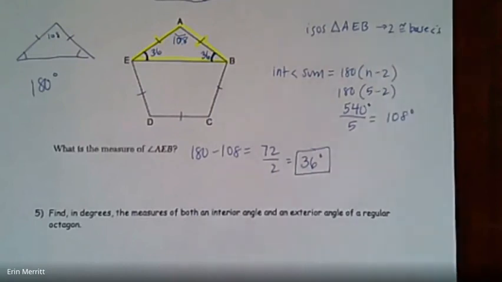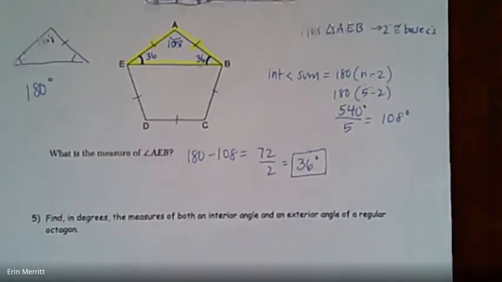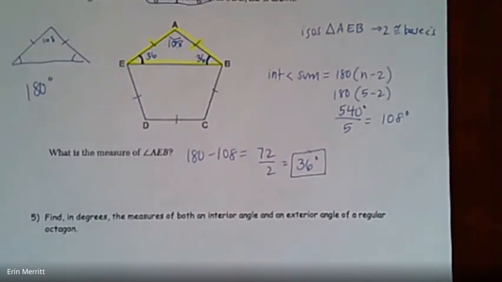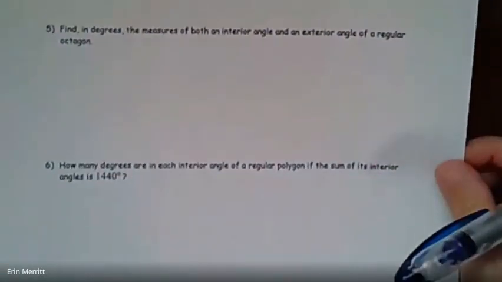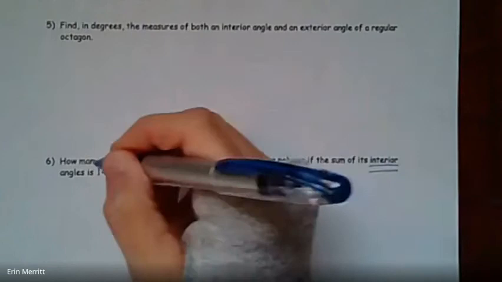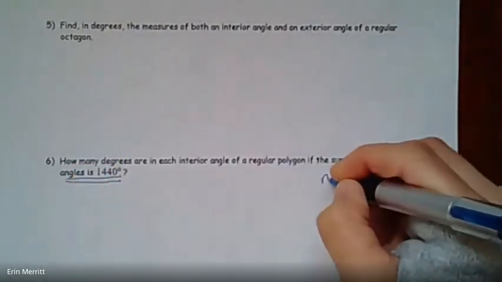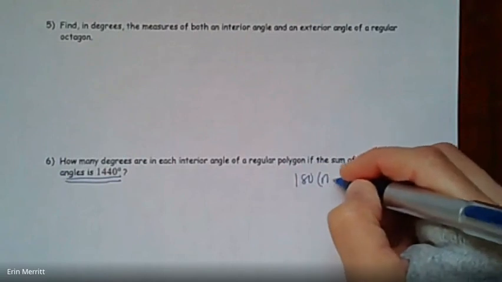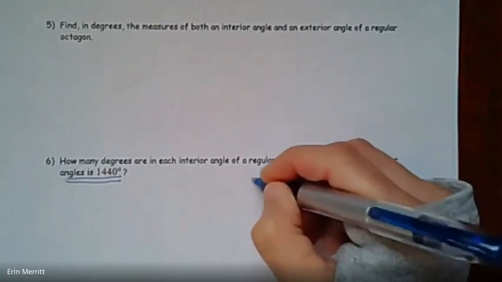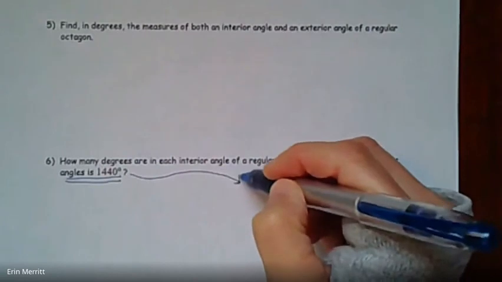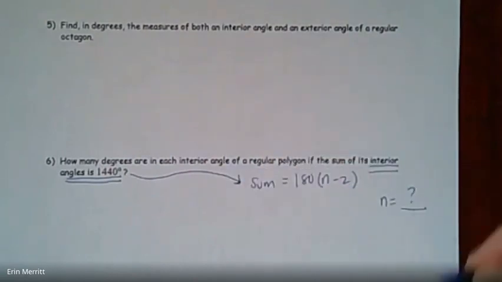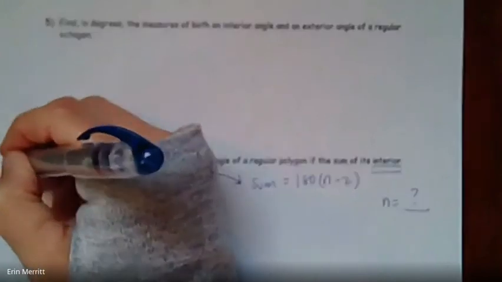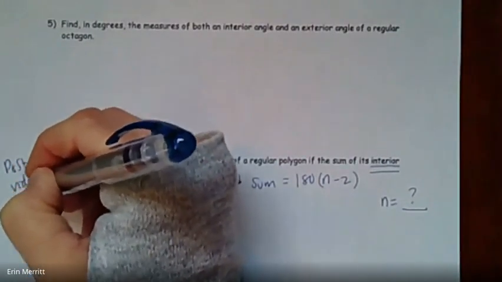All right. With that being said, I think the very last question, number 6: how many degrees are in each interior angle of a regular polygon if the sum of its interior angles is 1440? So they're giving you the interior angle sum. You're going to be using 180 times n minus 2. If they're giving you this piece of it, can you figure out what that is? That is what I want you to answer for your post-video question.